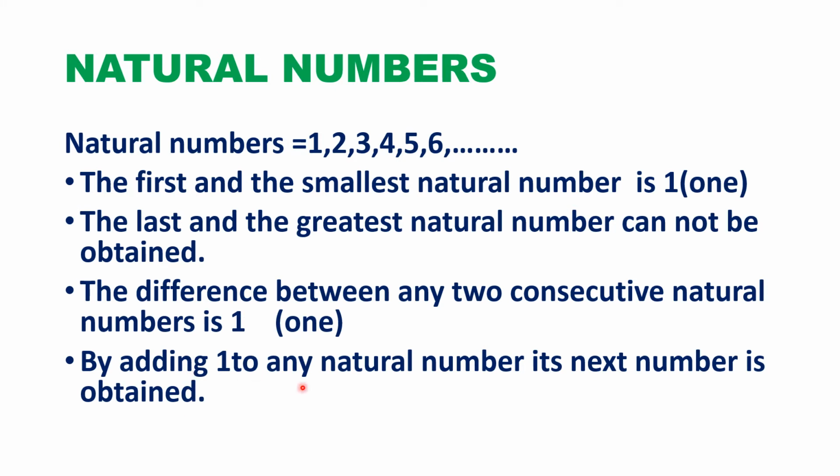By adding 1 to any natural number, its next number is obtained. So that means when we add 1 to one number, we will get the next number. So 2 plus 1, 3. 3 plus 1, 4. 4 plus 1, 5. So you have to just add 1 to get the next number.